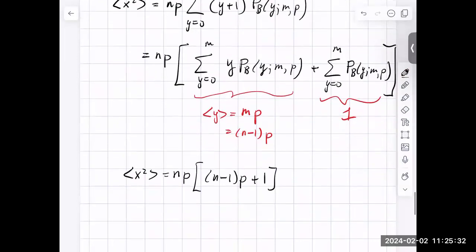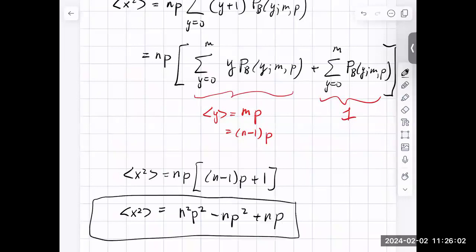And so it's some complicated thing. Let's see what it's going to boil down to if we expand all this. np times np, so this is going to be n squared p squared, minus n times p, so it's minus np squared, plus np. Okay, so that's our average of x squared. That's the kind of calculation that you were going to be doing in your homework.